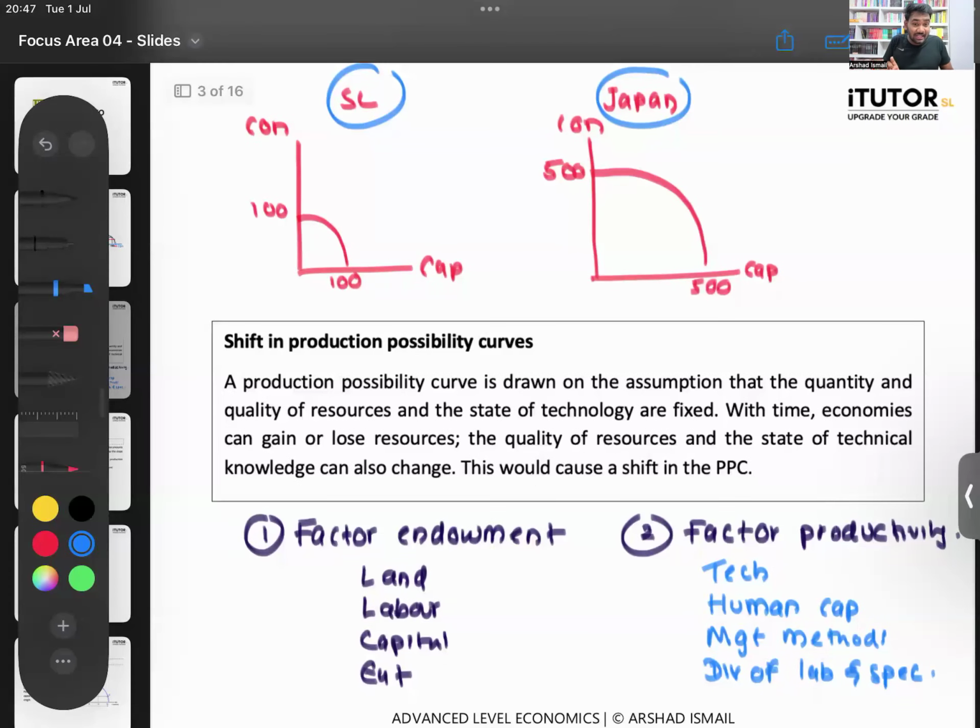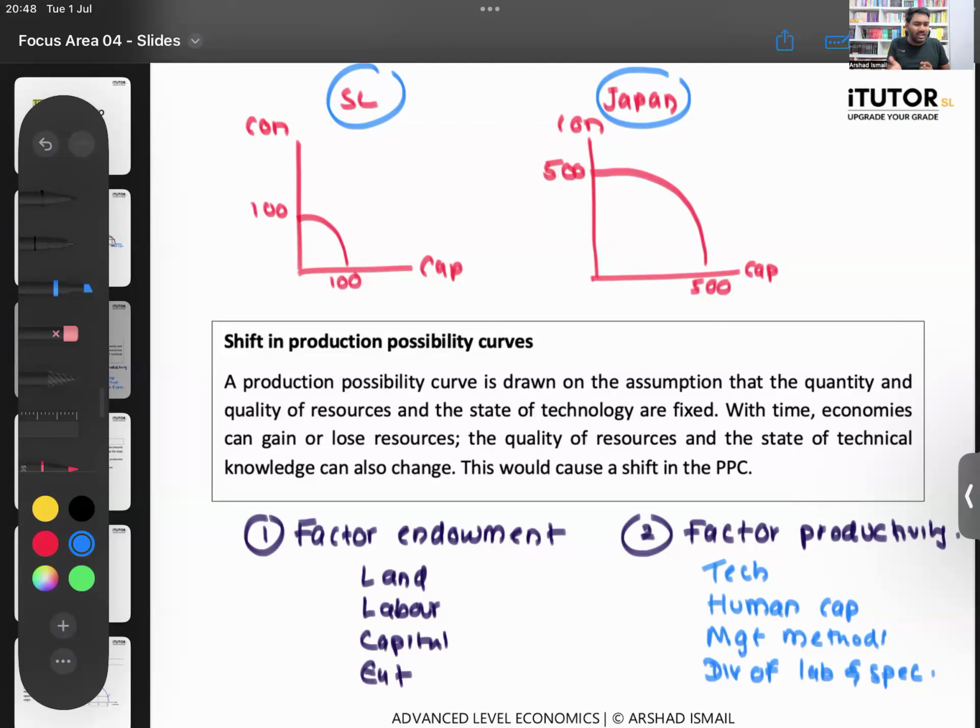So those are the determinants. One is how much of factors you have, your factor endowment. And second is how productive those factors are. How is your technology? How is your people's knowledge, human capital? How are your management methods? Are your people getting motivated? And are you practicing things like division of labor and specialization? Those are the determinants. So if you try to analyze why Japan's PPC is much bigger than Sri Lanka's, it could be any of this.